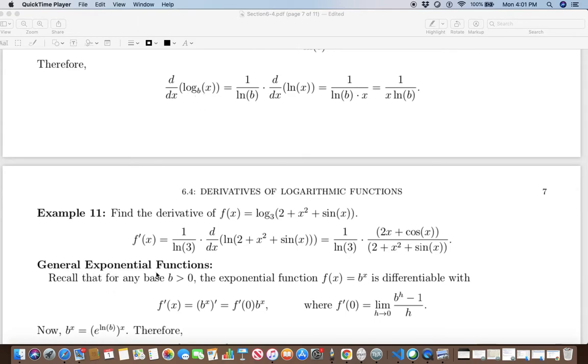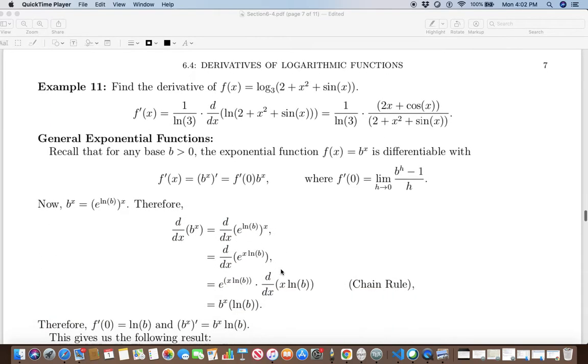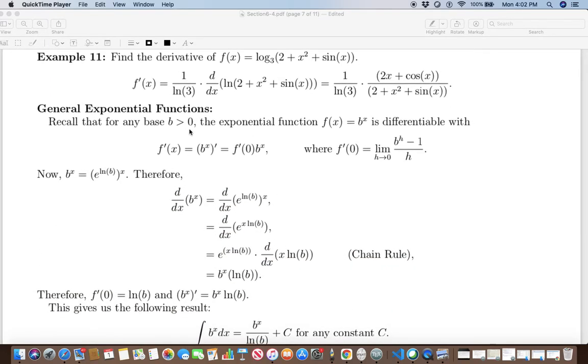Now let's go to general exponential functions. For any base greater than 0, you know the function f(x) equals b raised to x. You know that this is differentiable. Okay, by the way, here b can be equal to 1. That's okay. So what is the derivative here? Derivative of general exponential, if you remember, you have a factor of the derivative evaluated at 0 times your same exponential back. f prime at x is f prime at 0 times b to the x.